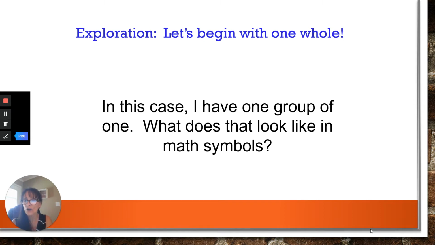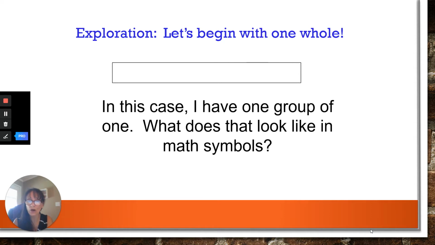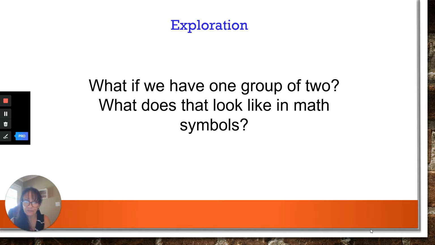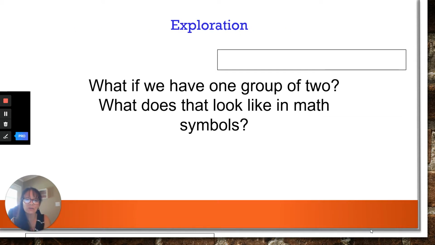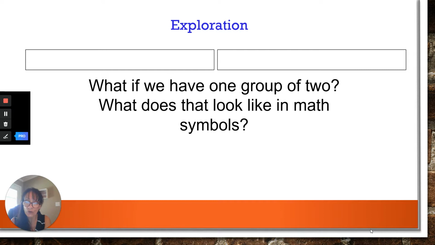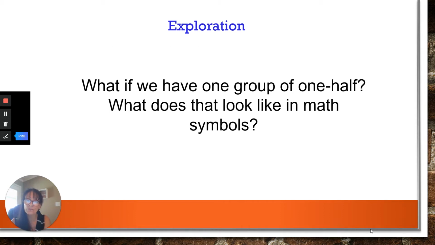Let's start with one whole. In this case, I have one group of 1. What does that look like in math symbols? It'll look like one group of 1: 1 times 1 equals 1. Let's do it again. This time, though, let's have a group of 2. What does that look like in math? Well, that looks like one group of 2 equals 2. 1 times 2 is 2.